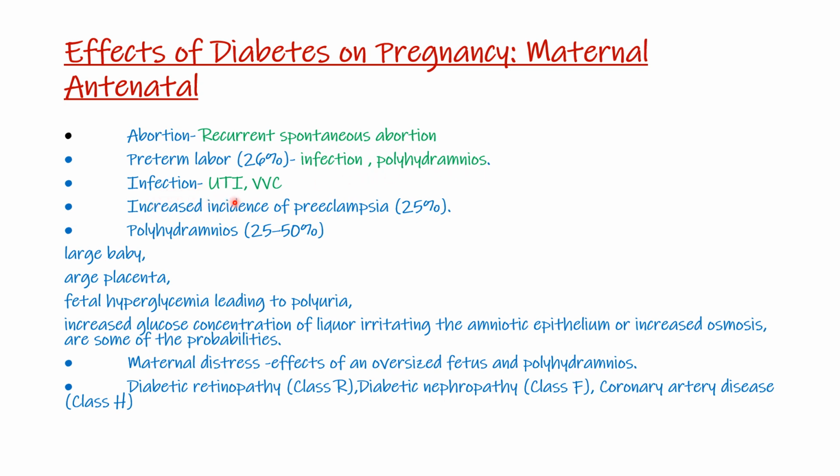Infections, UTI mostly, high incidence of preeclampsia as mentioned before, and polyhydramnios, which is caused by a large baby, large placenta, and because we already have fetal hyperglycemia leading to polyuria. Polyuria will present as polyhydramnios. In addition, we have increased glucose concentration in the liquor, which will affect the amniotic epithelium and also increase the risk of osmosis, causing polyhydramnios. We also have maternal distress, which are effects of an oversized baby and polyhydramnios.